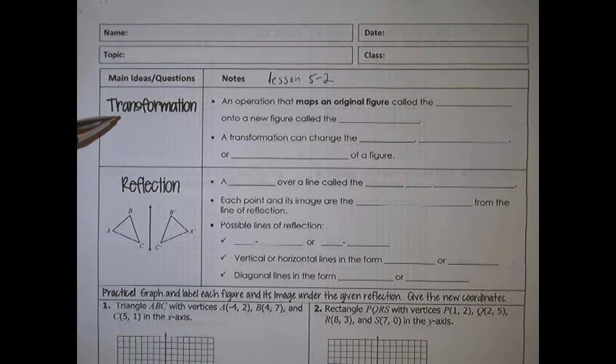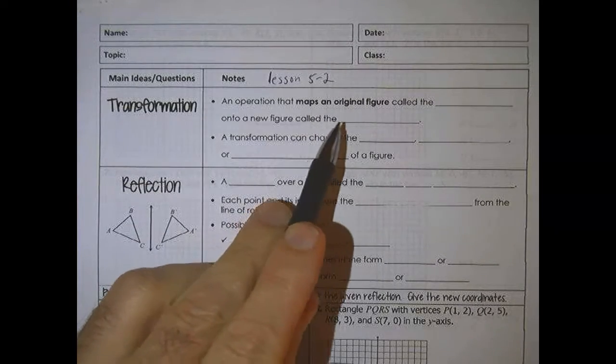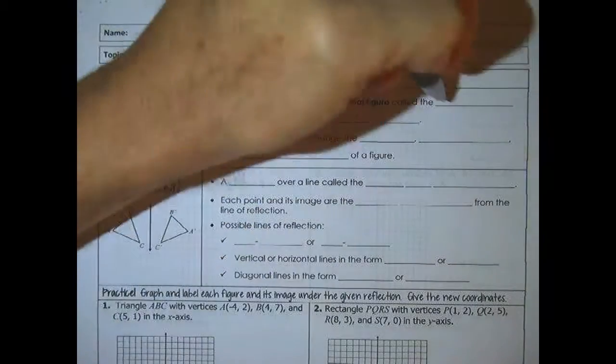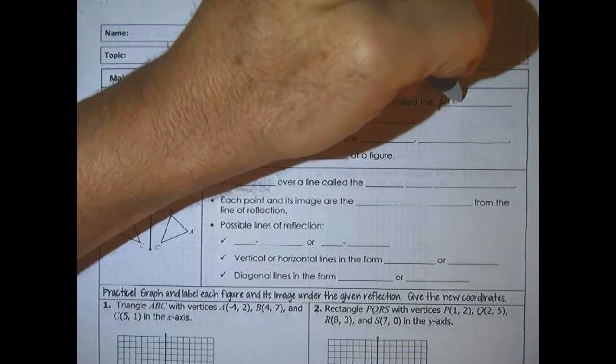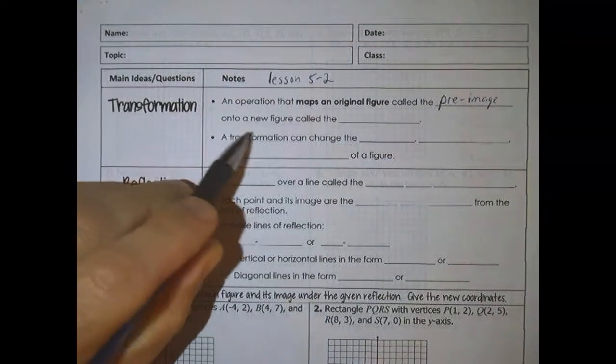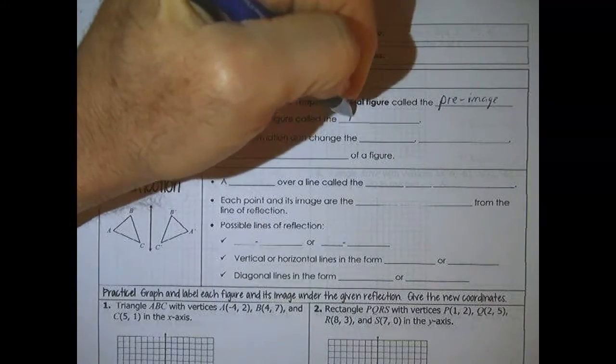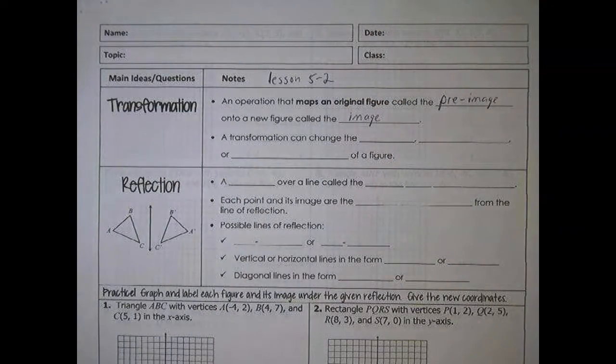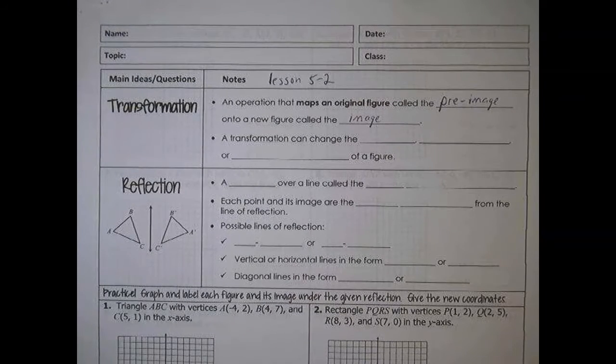So a transformation is an operation that maps an original figure, which is called the pre-image, onto a new figure, which is called the image. When you look in the mirror, you're the pre-image, and what you see in the mirror is sometimes called the image, right? It's the same idea.